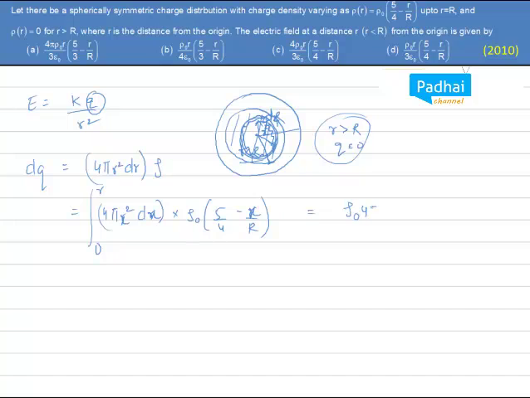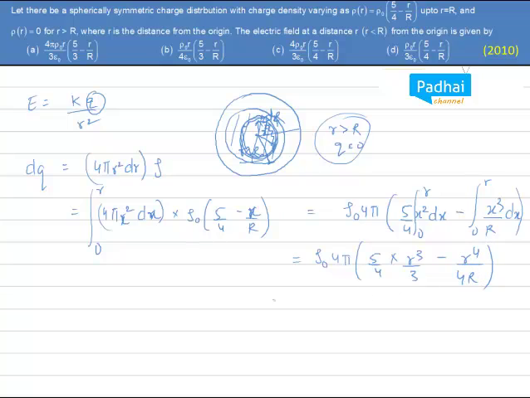Rho naught I can take common, 4 pi I can take common, this will be the integral of 5/4 x square dx from 0 to R, minus the integral of x cube by R into dx from 0 to R, right? So this will be rho naught into 4 pi into (5/4 into R cube by 3, right? Because if you put values, you will get this, and this will be R raised to power 4 by 4R), right?